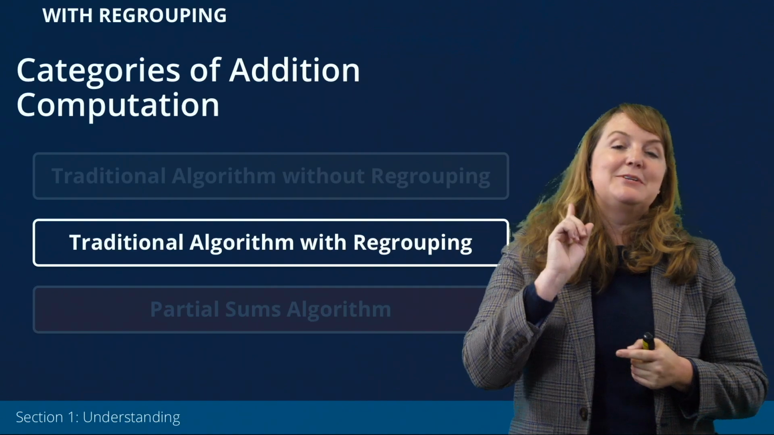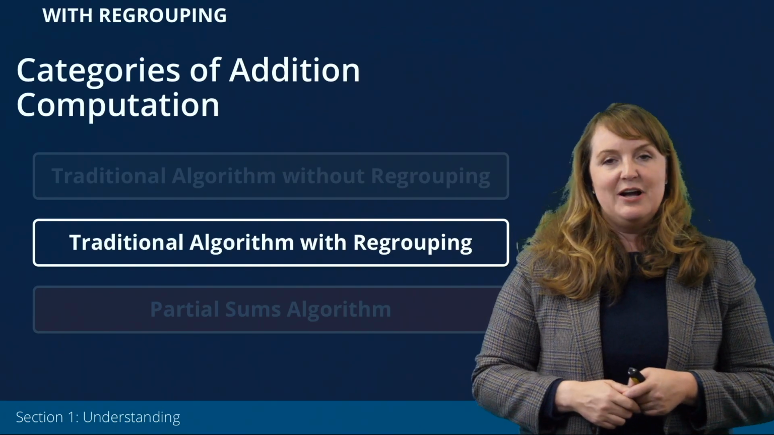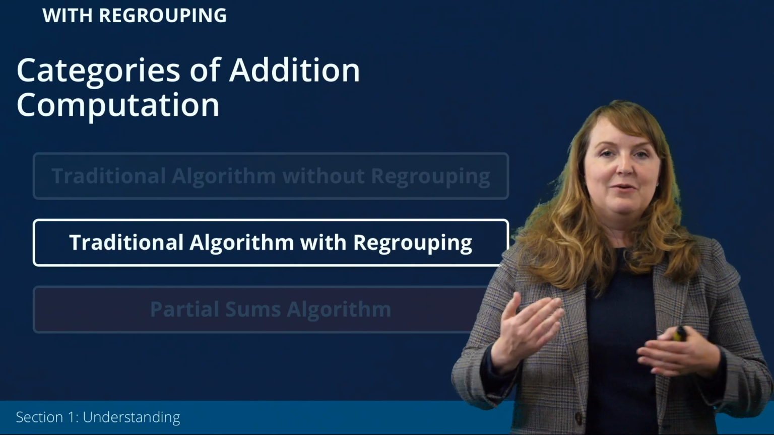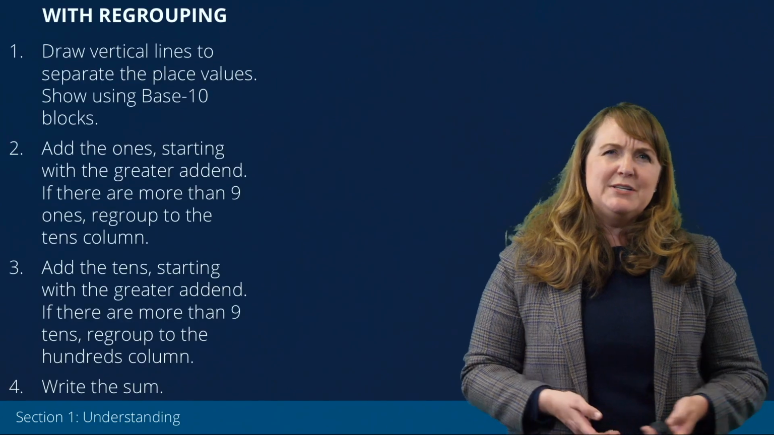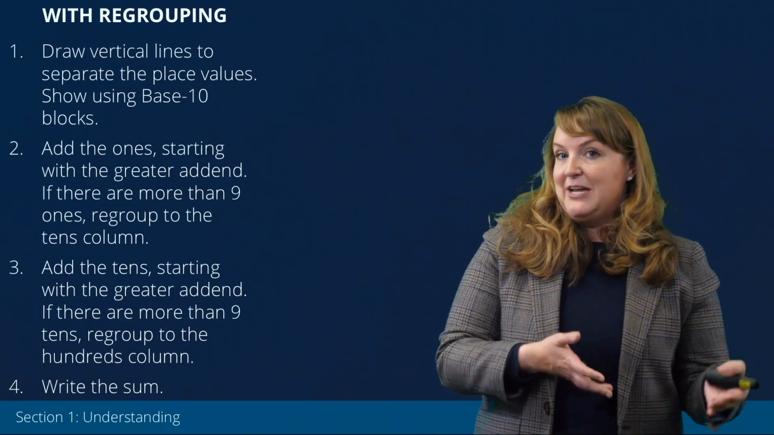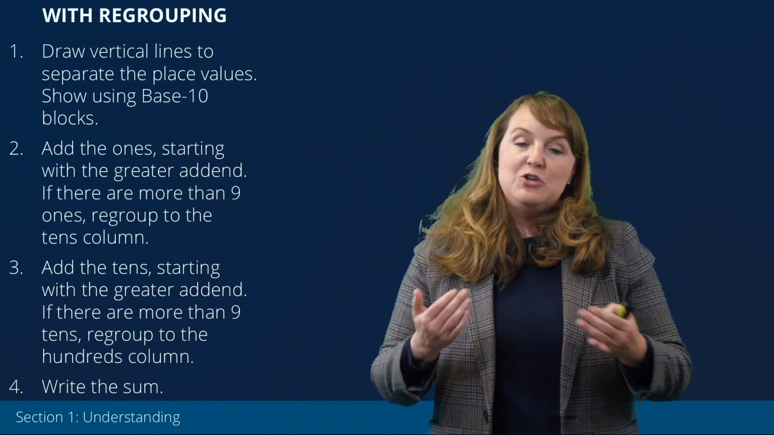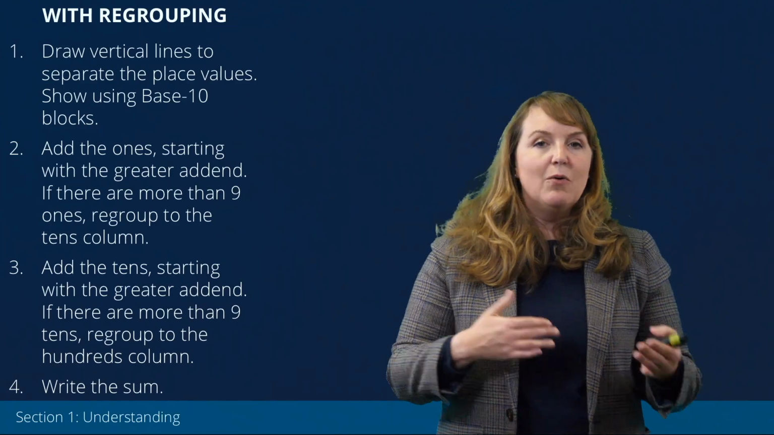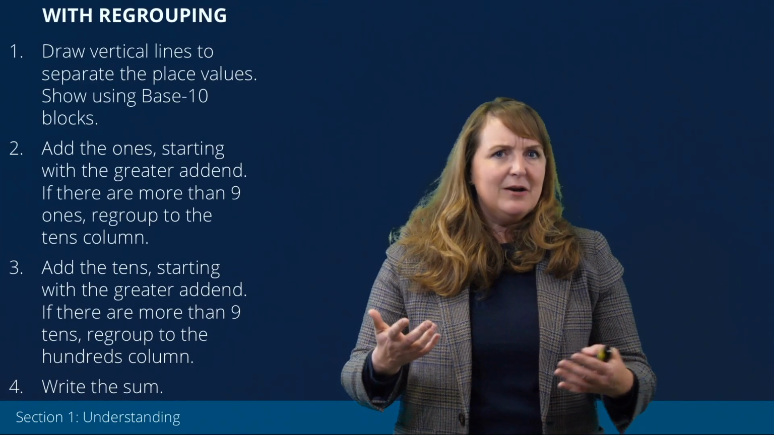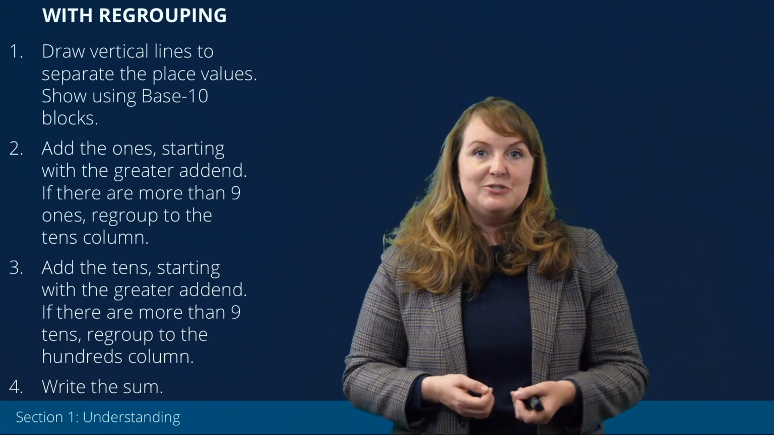And that's going to be particularly the case as we get to this next category of addition computation, which is using the traditional algorithm with regrouping. So what does it mean to regroup? Regrouping is regrouping 10 ones for 1 ten or 10 tens for 100. You might also call this trading or exchanging. I will likely use the term regrouping quite a bit here, but you use the terminology that makes the most sense for you and your students.